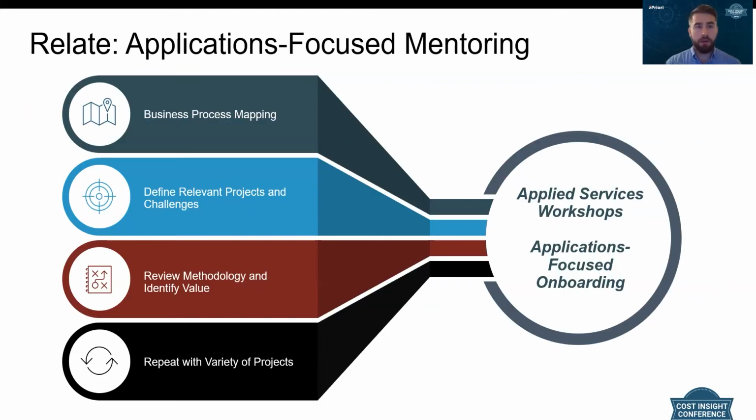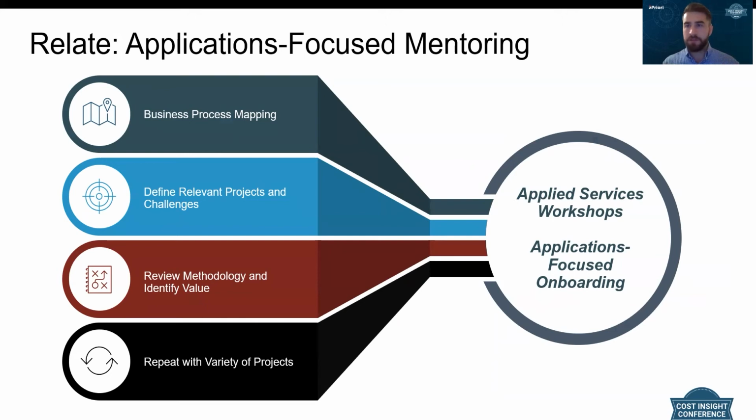Next, we're going to focus on the relate. So, we've established some core concepts of how to use aPriori. Now we want to try and make this more relevant, right? So how do we relate this to our current role? One of the best methods I found for this is taking an applications-focused mentoring approach. My typical process for this is broken down into 4 steps, I guess.